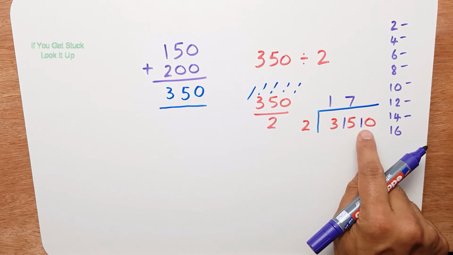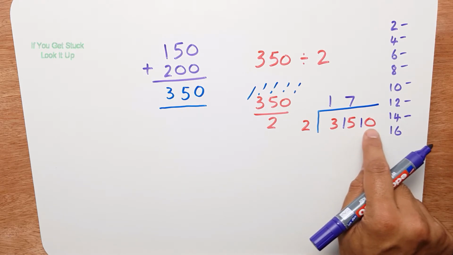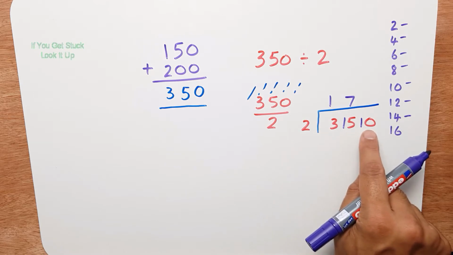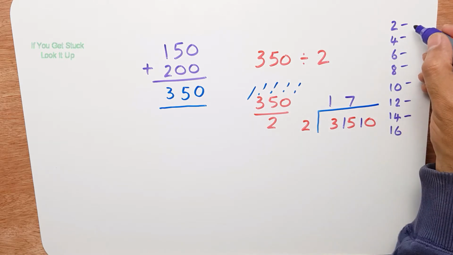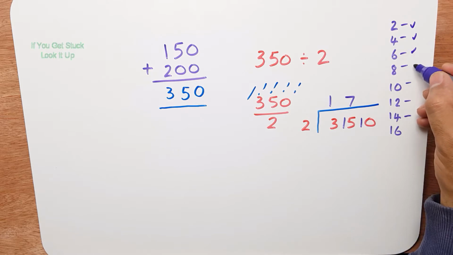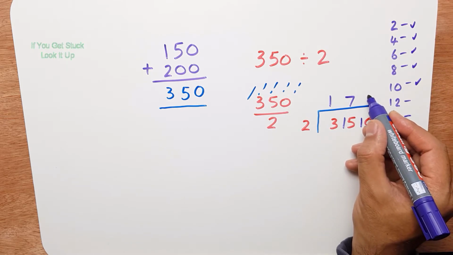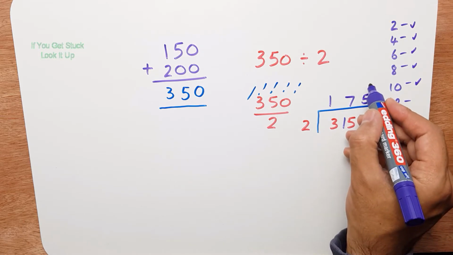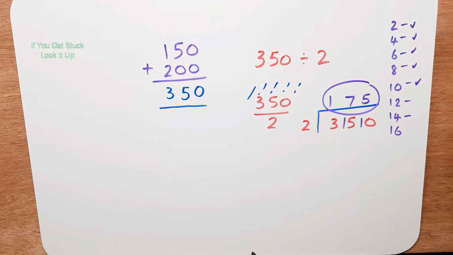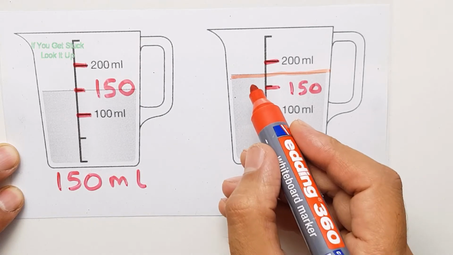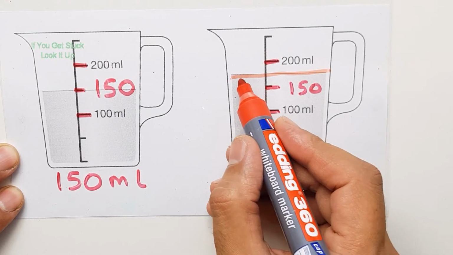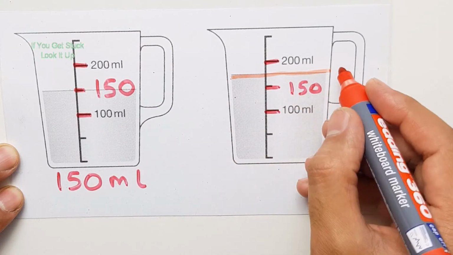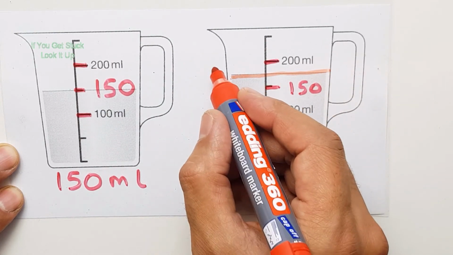So this 0 becomes 10. So look at this as if it's 10. So how many 2's are there in 10? 1, 2, 3, 4, 5. So there's 5 there. There's no remainder, so we can stop. So our answer is 175. So now I know that this line here is 175.